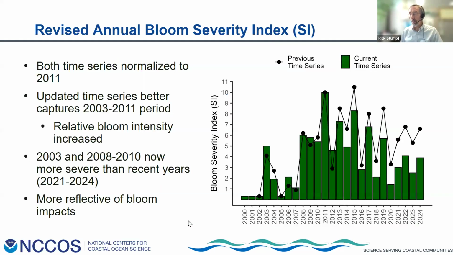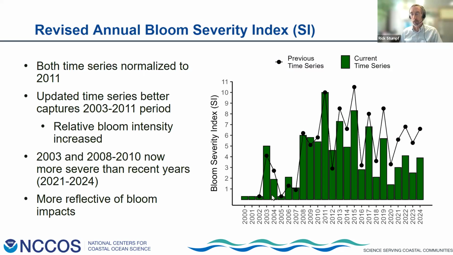So how does this translate into the severity index we have? Well, our severity index was set so to the peak previously, 2011, where 2011 was assigned to 10. 2011 is still the peak, it's the peak bloom. And so we set that to 10. So the severity index for each year is the peak 30 days of the bloom.